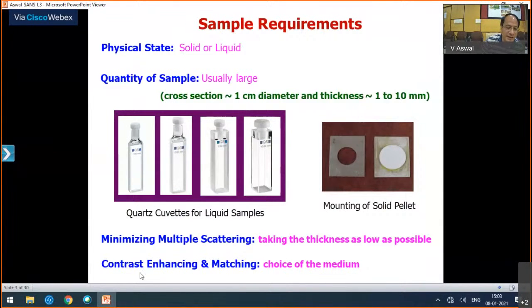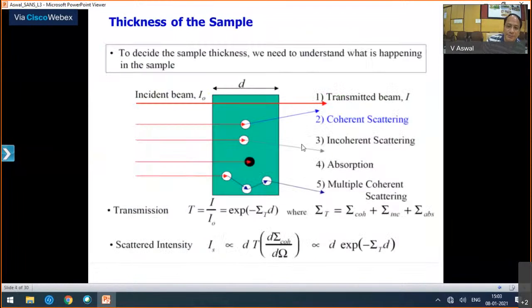And as I said in the last lectures, what is important is that you have some idea about how you can do contrast enhancing and matching in your system, so that you make the proper choice of the medium. These are very important things before you start your experiment or prepare your experiment.